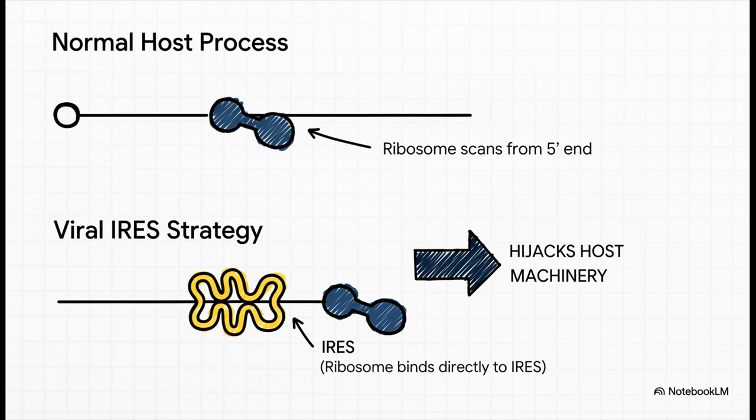Poliovirus also has another amazing trick up its sleeve. You see, our ribosomes normally need to see that 5' cap on an mRNA to even start translating. Poliovirus doesn't bother with one. Instead, it has what's called an IRES, an internal ribosome entry site. This is a complex, folded RNA structure that basically acts as a landing pad, letting the ribosome bind directly to the middle of the message and start translating. It completely bypasses the cell's normal rules. It's a direct hijacking of our protein-making machinery.